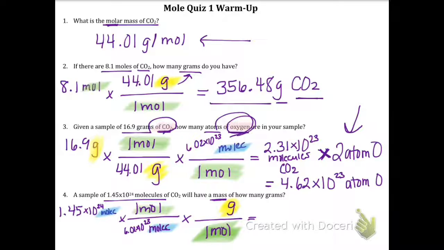CO2, so same mass, 44.01. So hopefully you multiplied and divided to get 106.00 grams of carbon dioxide. Always a 3-part answer.